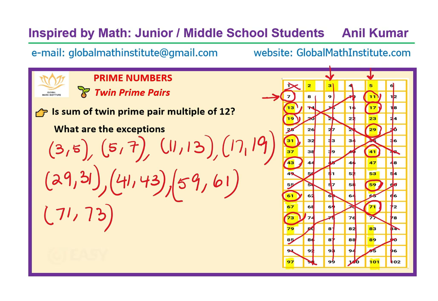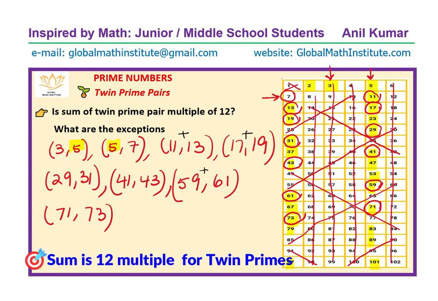Now, what makes them special? A few special things: you will notice that 5 is actually in two twin prime pairs, 3 and 5, and 5 and 7. So 5 is kind of an exception. In all the other twin primes, we have a very special property. If you add the prime numbers, what you get is that their sum is a multiple of 12. So we note that the sum is a multiple of 12.